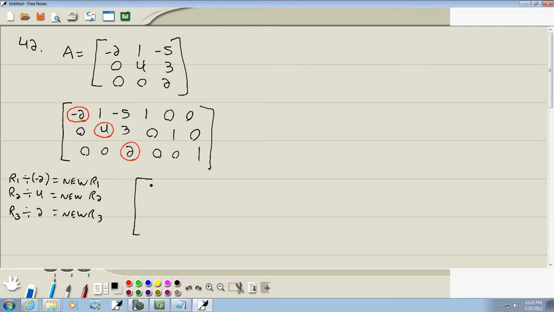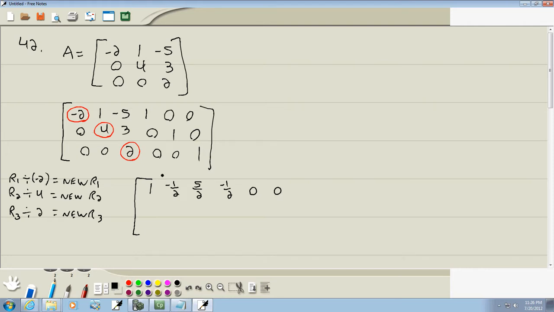Okay, so negative 2 divided by negative 2 is 1. 1 divided by negative 2 gives us negative 1/2. Negative 5 divided by negative 2 gives us positive 5/2, so negatives cancel. 1 divided by negative 2 is negative 1/2. 0 divided by negative 2 is 0. 0 divided by negative 2 is 0.